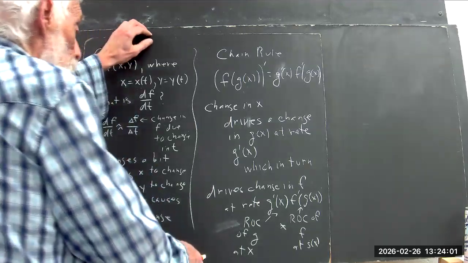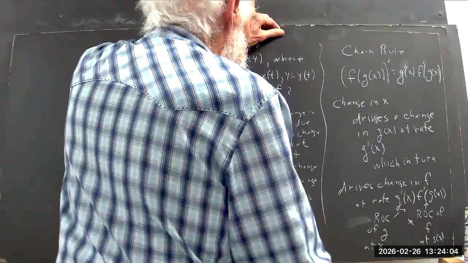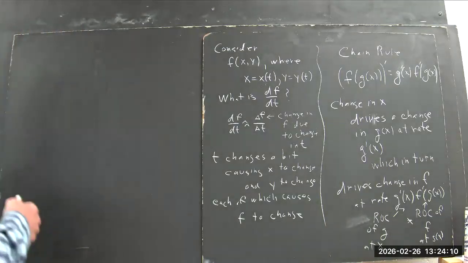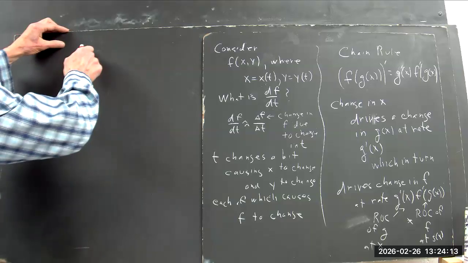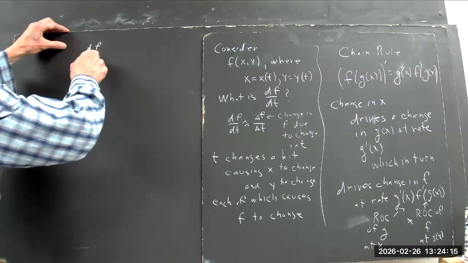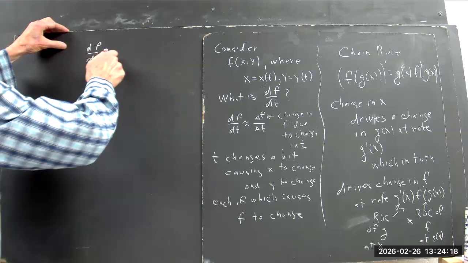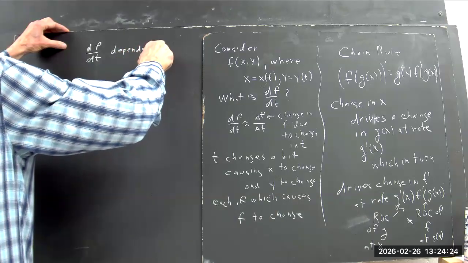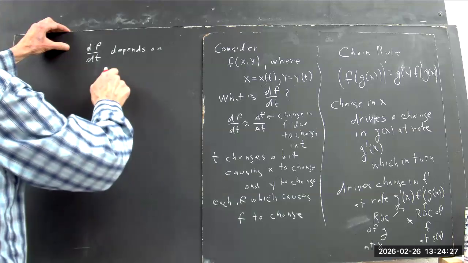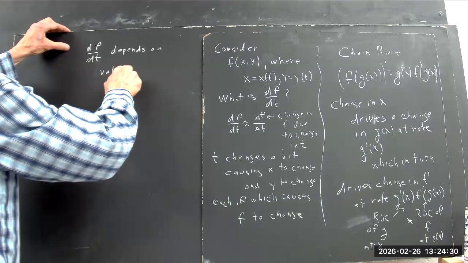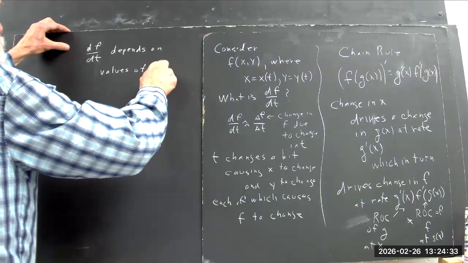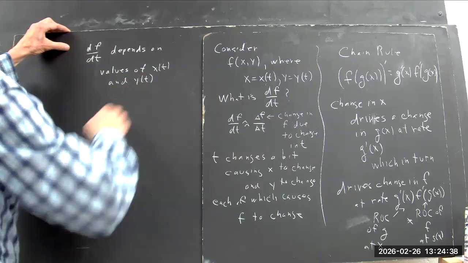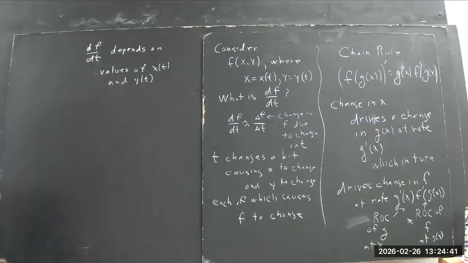Now, what am I going to do with these boards? Okay, well, we have that background. We have those ideas. So what I'm going to say is, a little more detail now. The df/dt depends on the values of x of t and y of t.